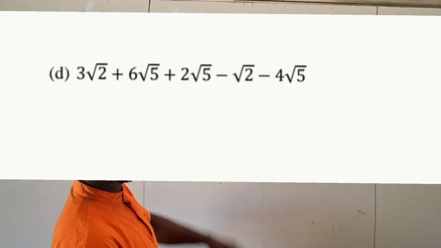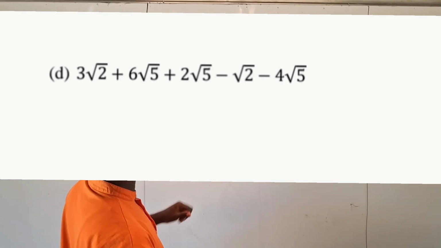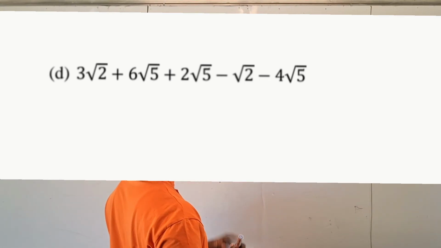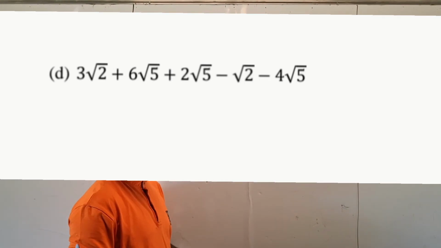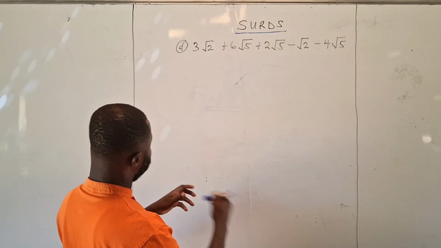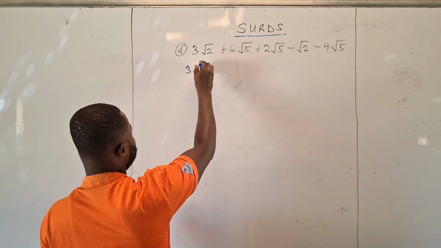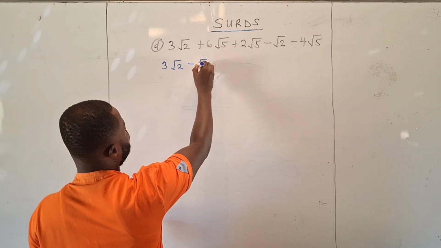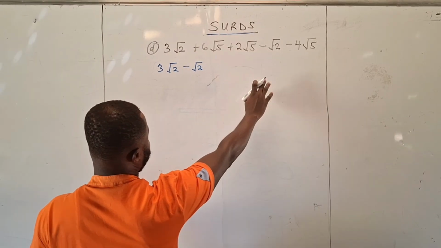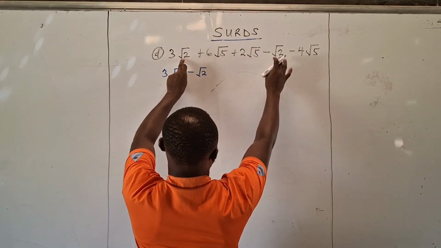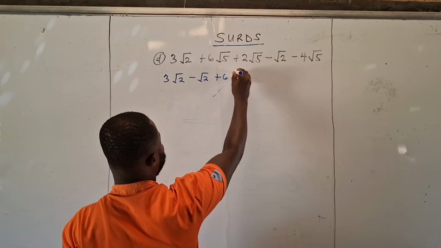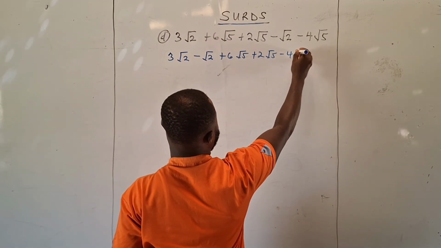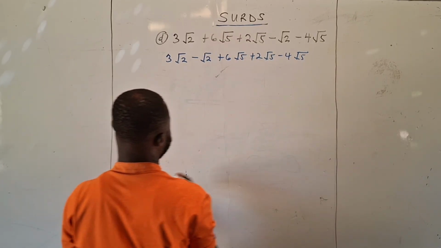Okay, so this is the last question on this simple and compound addition of similar surds. Now we have 3 root 2 plus 6 root 5 plus 2 root 5 minus root 2 minus 4 root 5. As we all know, we have to group them. So we group 3 root 2 minus root 2, finish. So these are the like ones we have. Then we go to plus 6 root 5 plus 2 root 5 minus 4 root 5. You group them before you can solve.